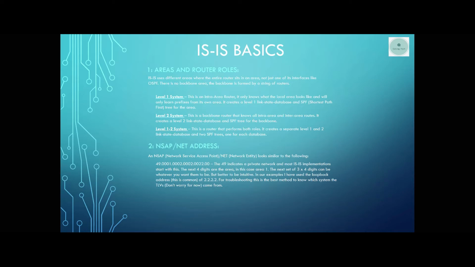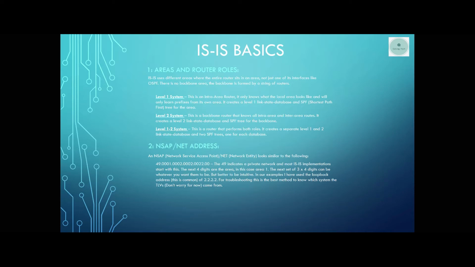49.0001.2222.2222.2222.00 looks complicated, but it's actually not. All the 49 indicates is that it's a private network. Just about 99% of networks will begin with a 49, because they're all private, internal. You don't really want other people knowing about that information. And most IS-IS implementations start with this. The next 4 digits are the area. So in this case, it's area 1, but it has to be 4 digits, so 0001. Just replace the other 3 digits with zeros.